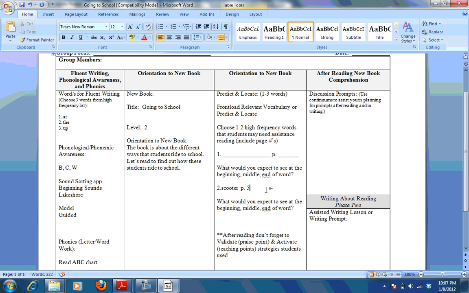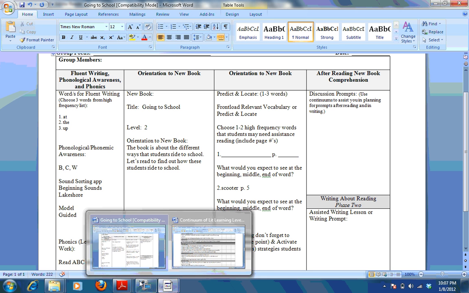Word study. Notice that there's no blends. Don't want to go there because there's no blends in the continuum for a level 2 book. We don't want to go there. We just say the word scooter and be done with it. Point to the word. What would you expect to see at the beginning of scooter? In the middle of scooter, at the end of scooter? We're not going to do a whole lot.